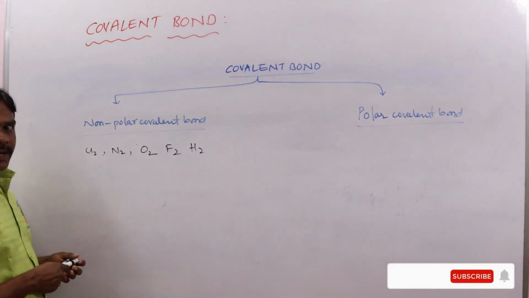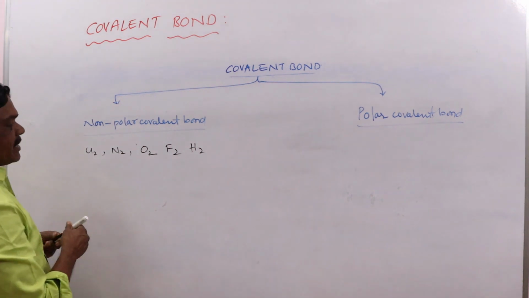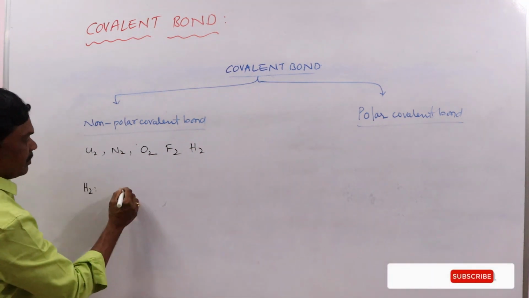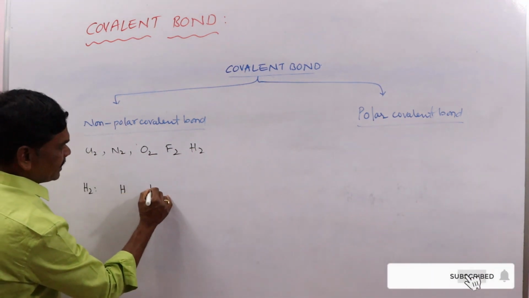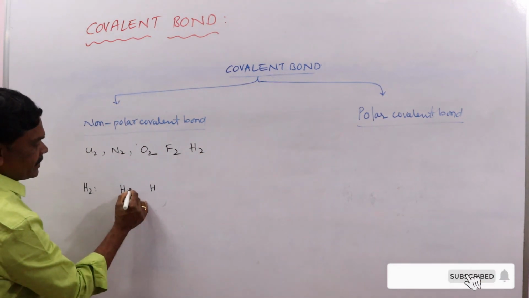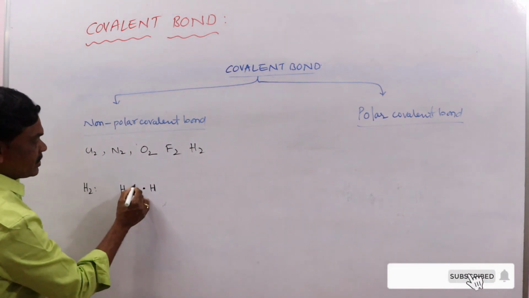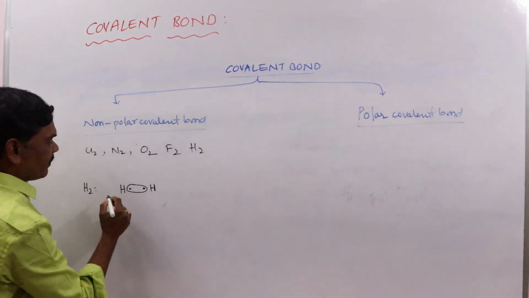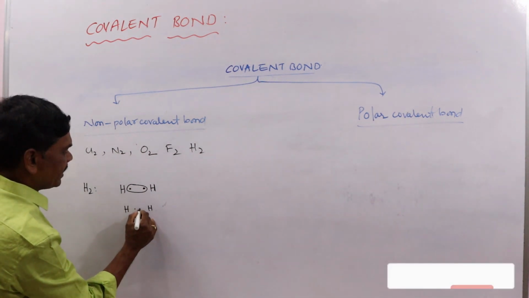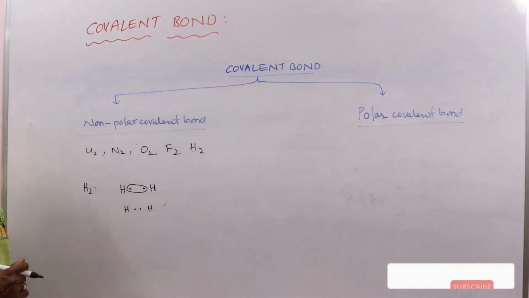So what is non-polar covalent bond? For example, in hydrogen H2, the first hydrogen atom and second hydrogen atom: the first hydrogen is sharing one electron and the second hydrogen is sharing a second electron. So here a covalent bond is formed. Now this is the bond pair, and it is exactly located between two hydrogen atoms.